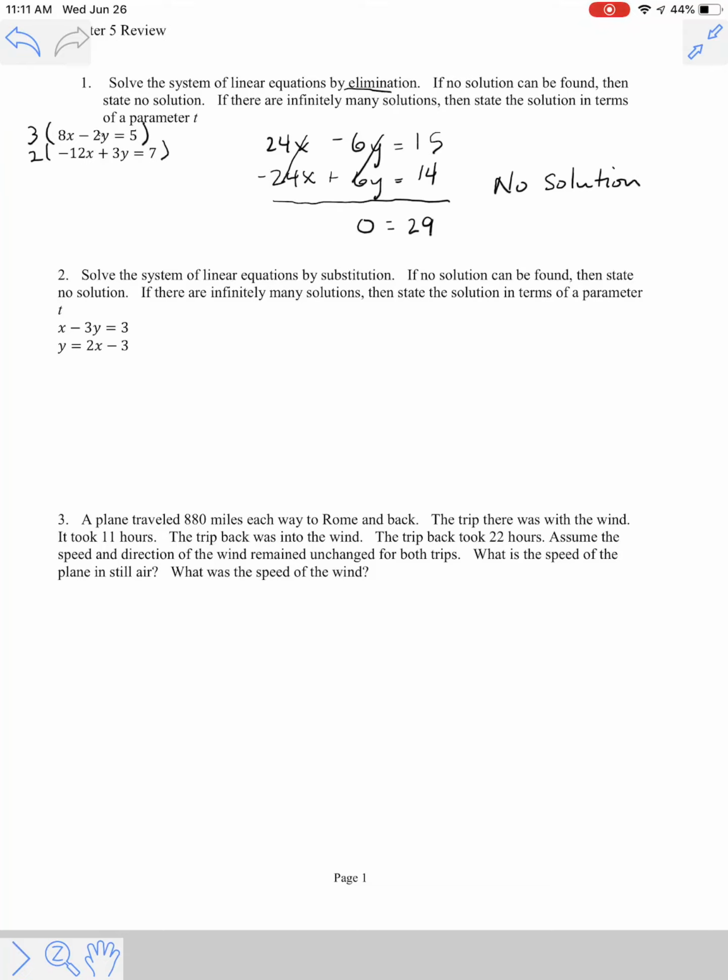Question 2, it recommends we solve the system of equations by substitution, and we notice that one of the variables here has already been solved for. We know that y equals 2x minus 3, which also means that this y equals 2x minus 3. So that top equation becomes x minus 3 times 2x minus 3 equals 3.